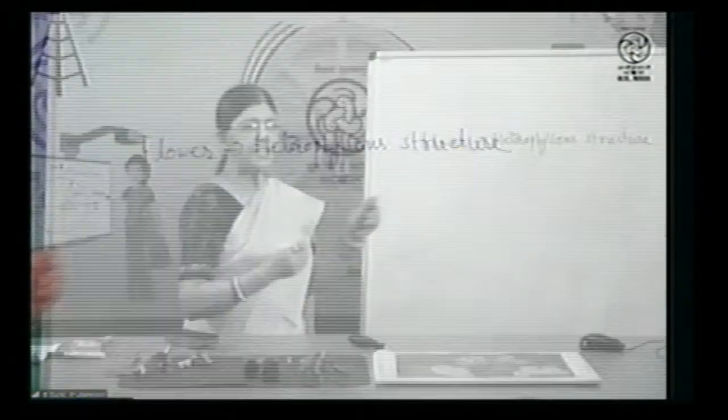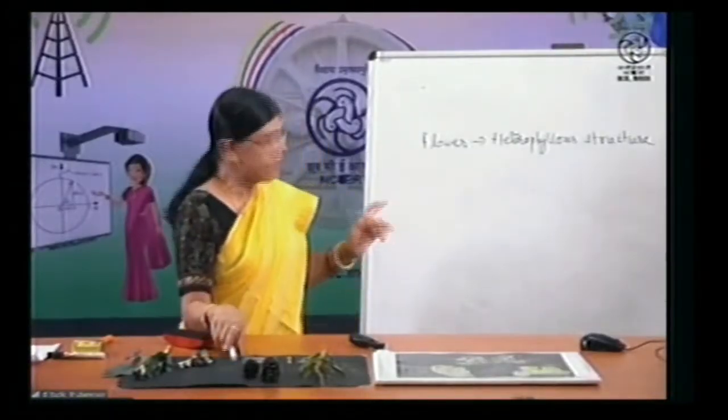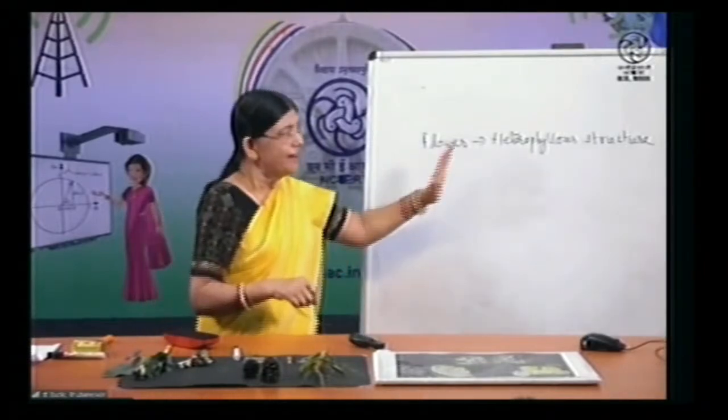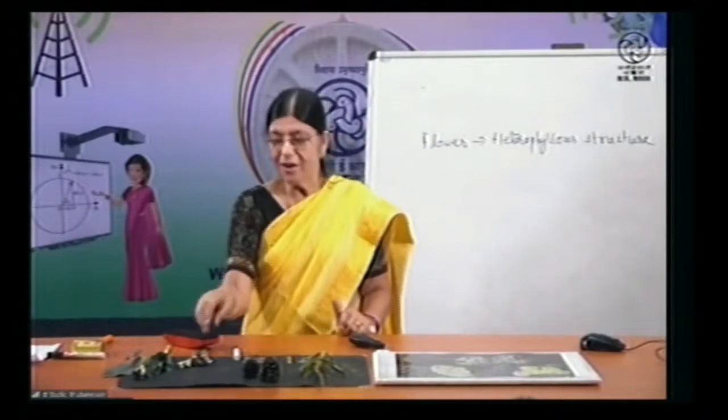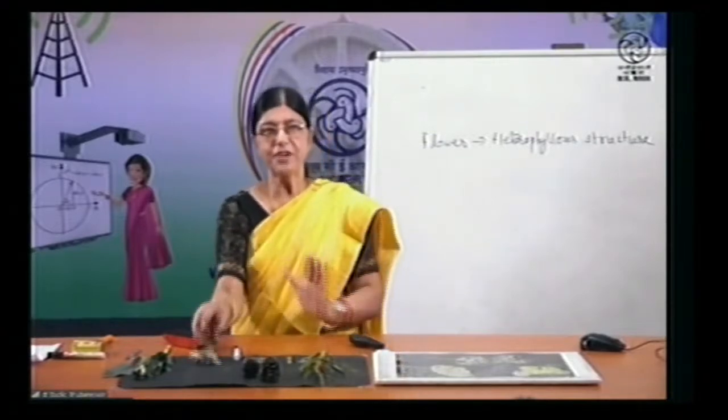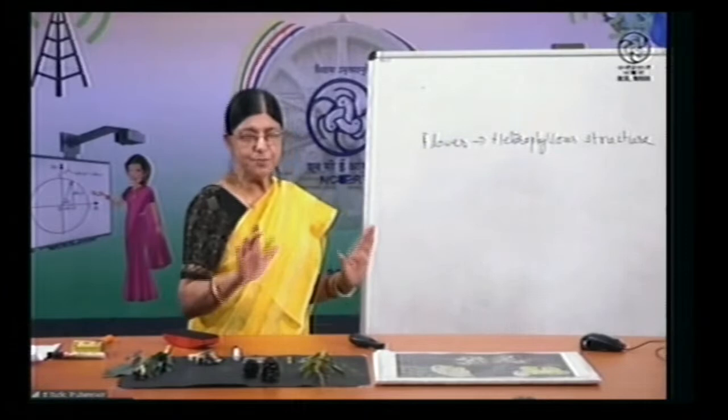A flower is a heterophyllous structure. What does it mean? That flower has got leaves in different forms and shapes. What are these leaves? These are the parts of a flower. Okay, so we have got it.